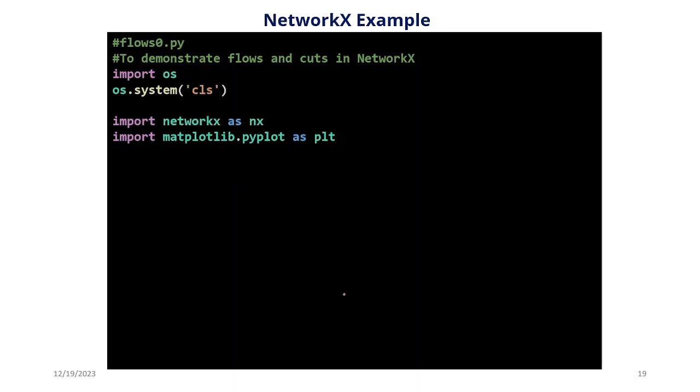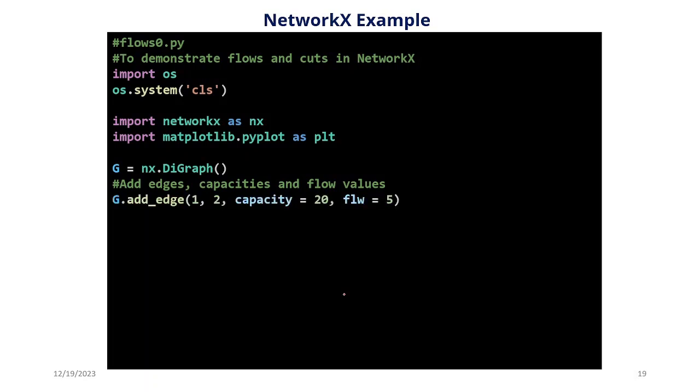As usual, we'll do our preliminary imports. We'll create a graph. G equal to nx.DiGraph. We add edges. In fact, instead of wasting your time adding nodes, if you already have the edges, just add the edges. The nodes will be automatically assumed. So we say g.add_edge 1, 2, from 1 to 2, capacity equal to 20, flow equal to 5.